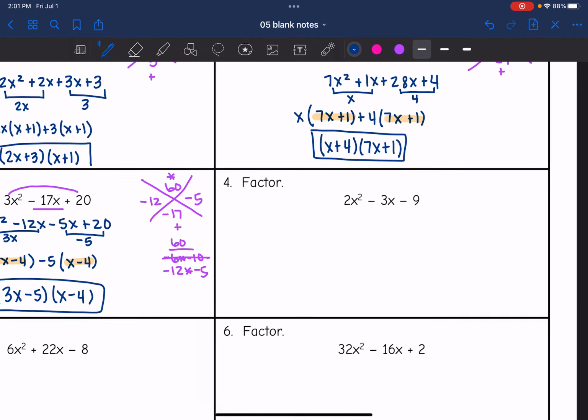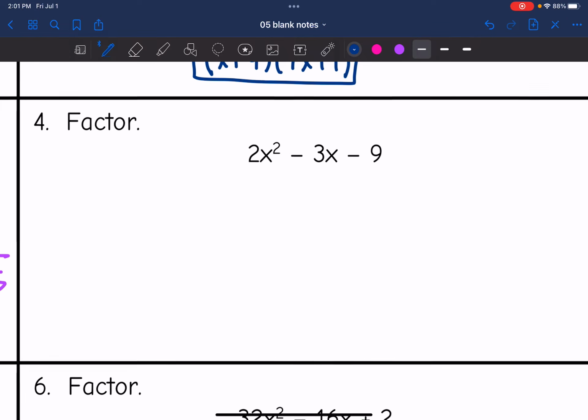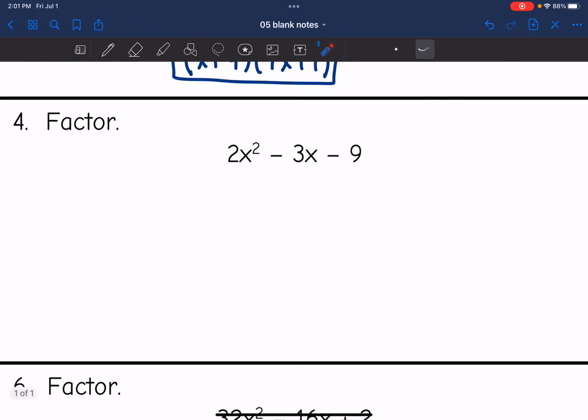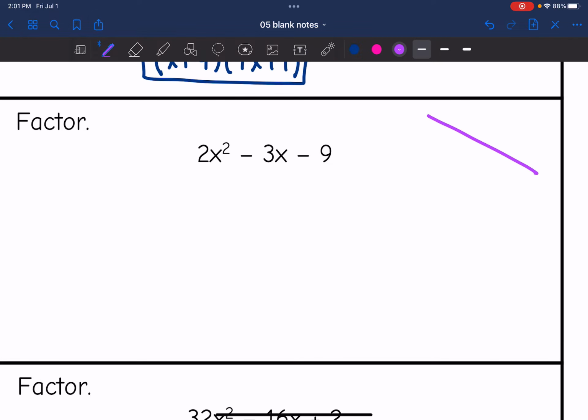All right, let's look at number 4. I do not see a GCF between 2x squared, 3x, and negative 9, so I can jump to figuring out what to split the negative 3x into. So 2 times negative 9 is negative 18. I need to figure out what multiplies to negative 18 and adds to negative 3, which I believe would be negative 6 and 3. Negative 6 times 3 is negative 18. Negative 6 plus 3 is negative 3. So now I can split the negative 3x up into negative 6x plus 3x.